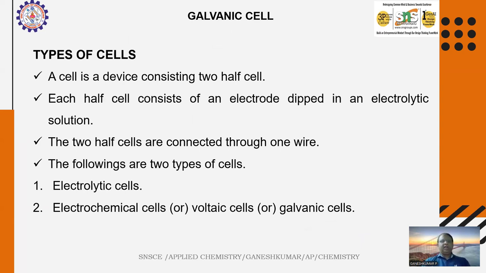So, types of cells. A cell is a device consisting of two half cells. Each half cell consists of an electrode dipped in electrolytic solution. The two half cells are connected through a wire, and the entire construction represents a cell. The following are the two types of cells: the electrochemical cell, also called the galvanic cell or voltaic cell, and the electrolytic cell.